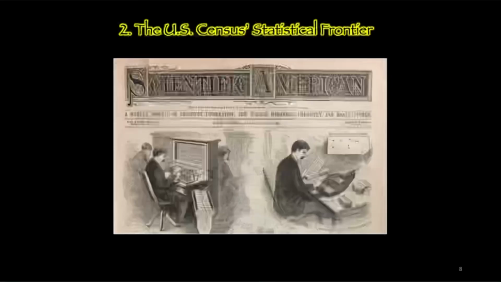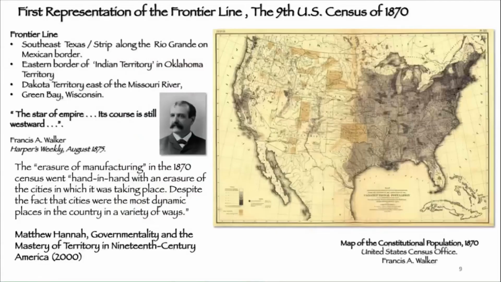The second representation of the frontier I'll discuss is the U.S. Census's statistical frontier. The frontier is a statistic. The first representation of the frontier line in the U.S. Census came in the 9th U.S. Census of 1870. This was managed by Census Superintendent Francis A. Walker, who wrote in Harper's Weekly that the Star of Empire, its course is still westward.